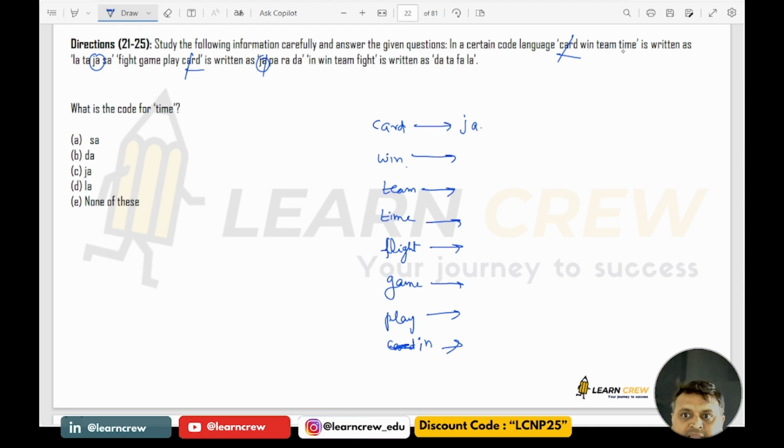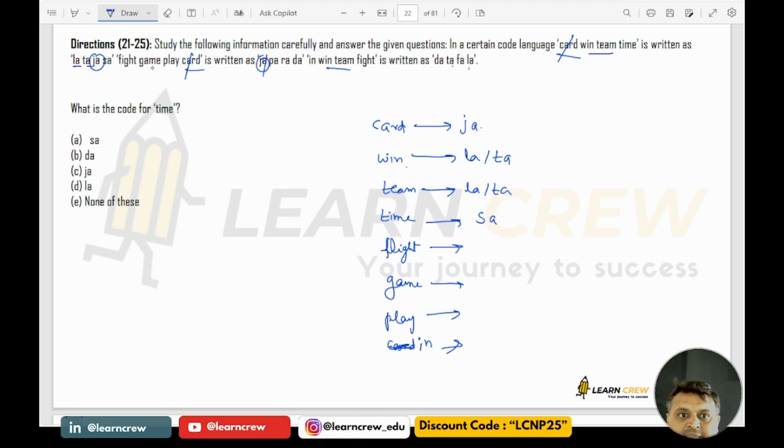Win team means win team. Both can be either LA or TA, because LA and TA are common in the first and third. So we don't know which is win and which is team. Other than LA and TA, the remaining is SA. So time is SA. Now flight.